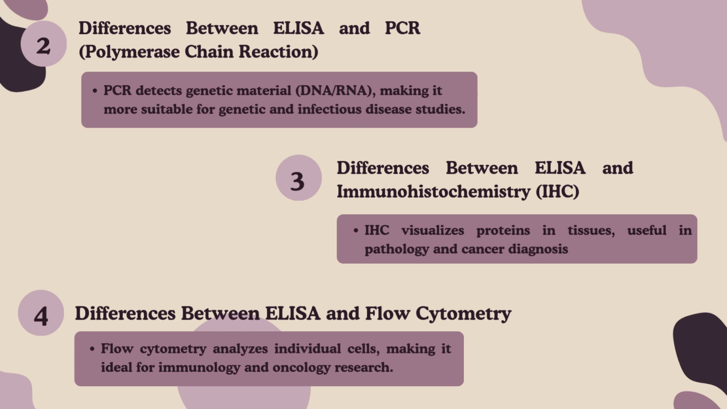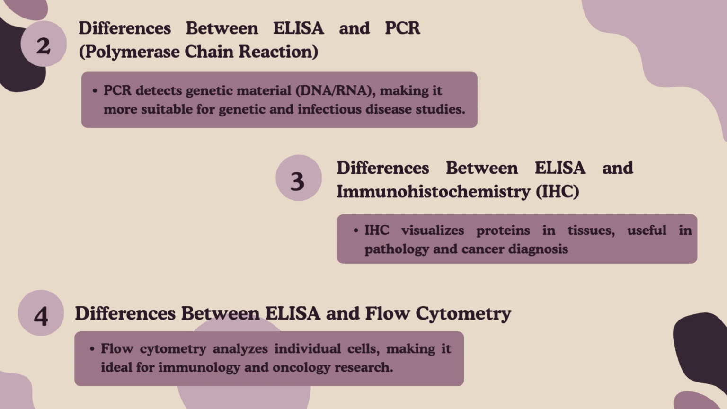The third one is differences between ELISA and immunohistochemistry, IHC. Immunohistochemistry, IHC, is a technique used to visualize proteins within tissue samples, making it particularly valuable in pathology and cancer diagnosis. In contrast, ELISA is performed in liquid samples and provides precise, quantitative data on protein concentration.